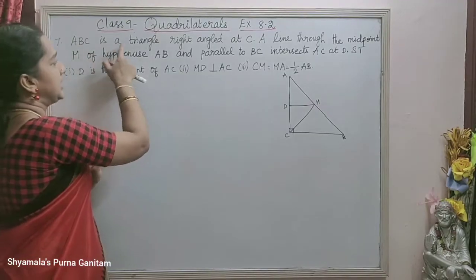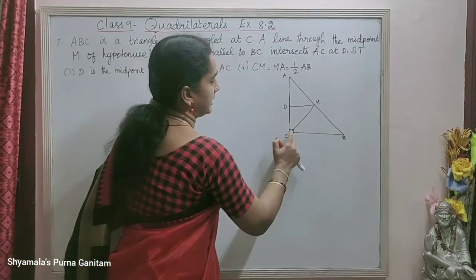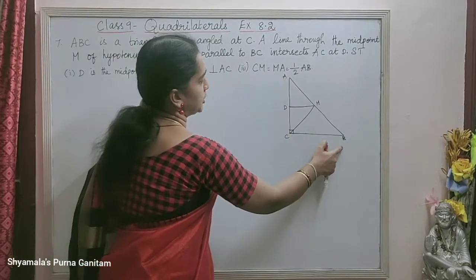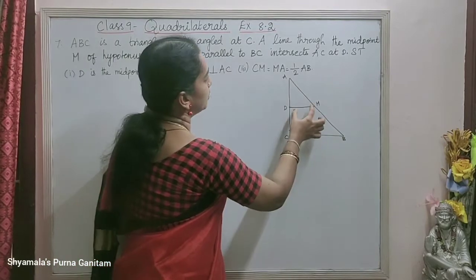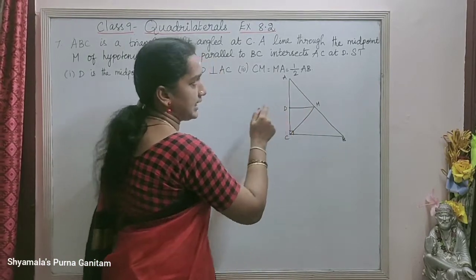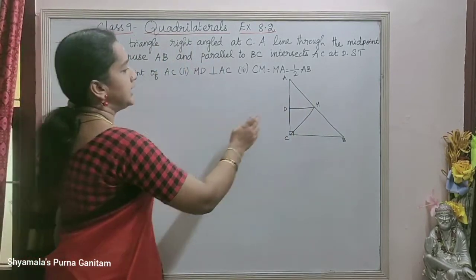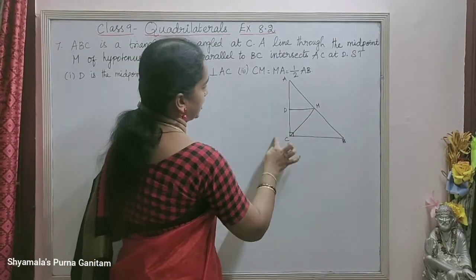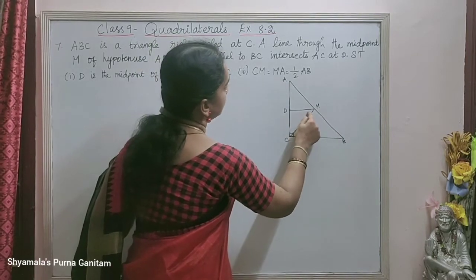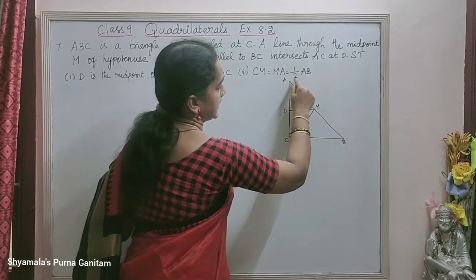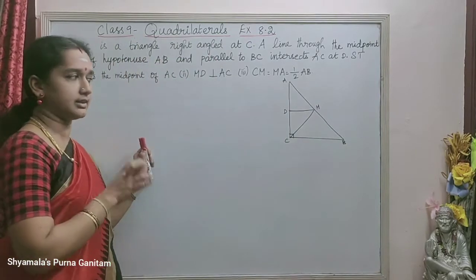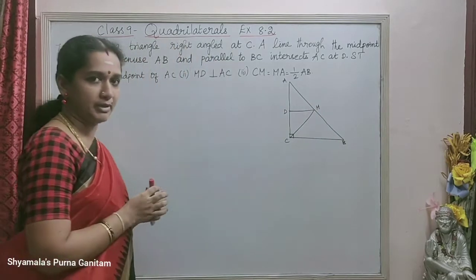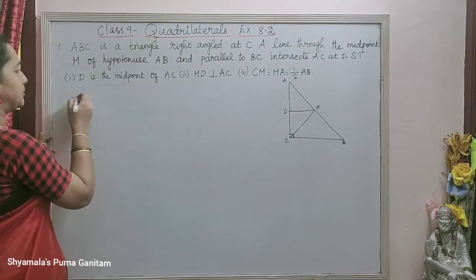So now seventh sum. ABC is a triangle, right angled at C. A line through the midpoint M of a hypotenuse AB and parallel to BC intersects AC at D. Show that D is the midpoint of AC and MD perpendicular to AC and CM is equal to MA is equal to half of AB. So these are the things given. M is the midpoint and MD is parallel to BC. So with the help of this, we will prove the first one.